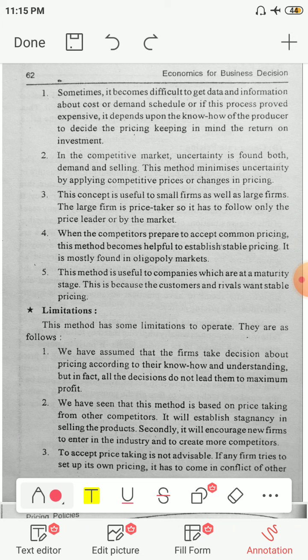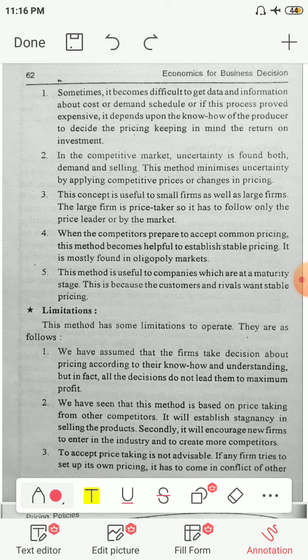Again, if we are a new firm in a market, we don't know the market trend, then researching the demand scenario in the market would be difficult for us. So we don't have data related to cost, we don't have data related to demand. In this situation, it will be very time saving and easy to accept the price which is decided by the market.